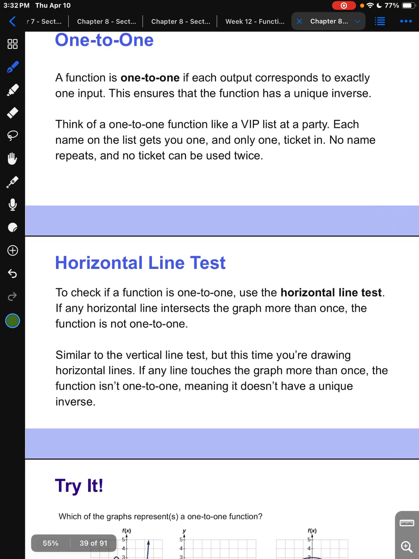Now, the vertical line test is used to determine functions. The horizontal line test is used to determine whether or not a graph is one-to-one. To check to see if a function is one-to-one, use the horizontal line test. If any horizontal line intersects the graph more than once, the function is not one-to-one.